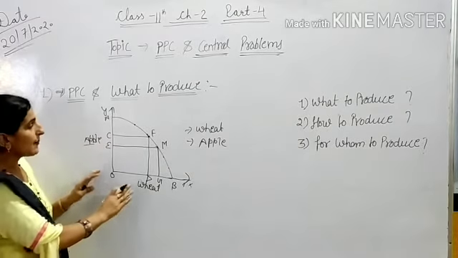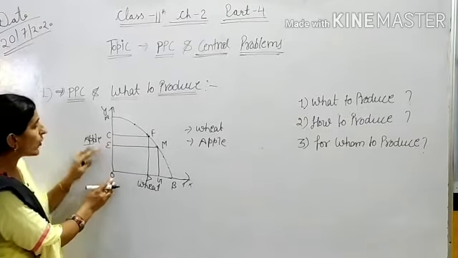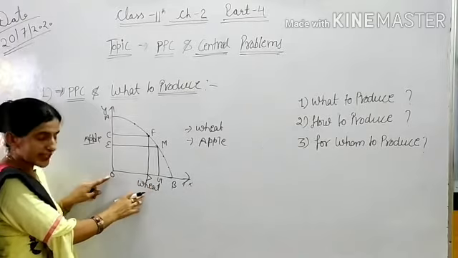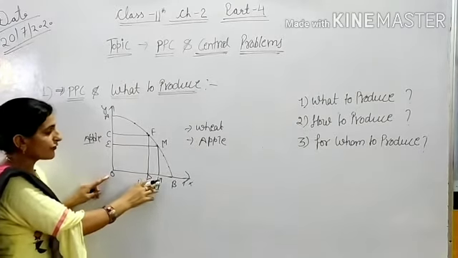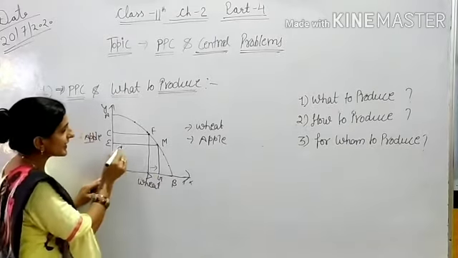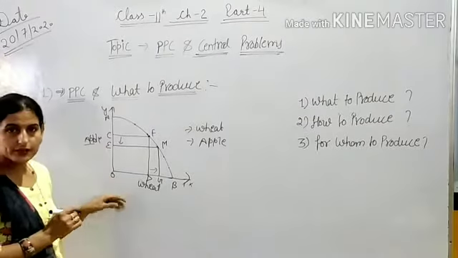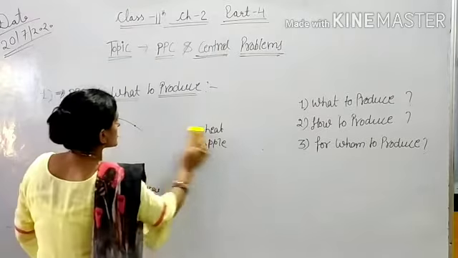Okay. For example, if we are taking two goods, wheat and apple, we are producing firstly OC of apple and OD of wheat. And if we want to increase the production of wheat, then the production of apple will decrease from OC to OE. Okay. The next problem is how to produce.